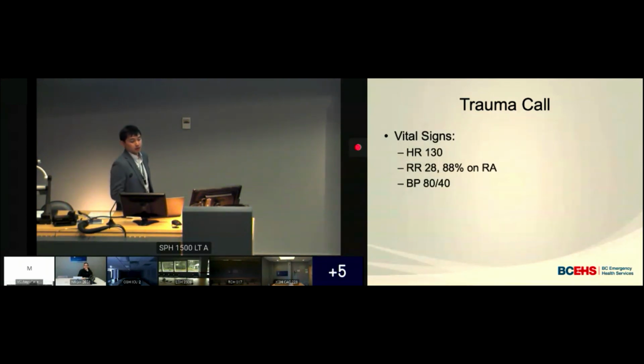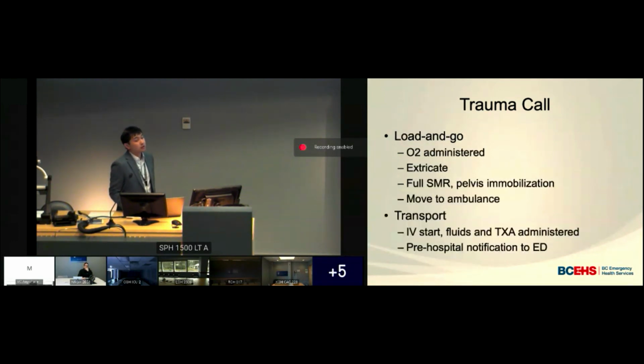Your initial vital signs are as follows. The heart rate is 130, so he's tachycardic. The respiratory rate is 28, so he's tachypneic. He's hypoxic as well, with an 88% saturation on room air. And he's also hypotensive, with a blood pressure of 80/40.